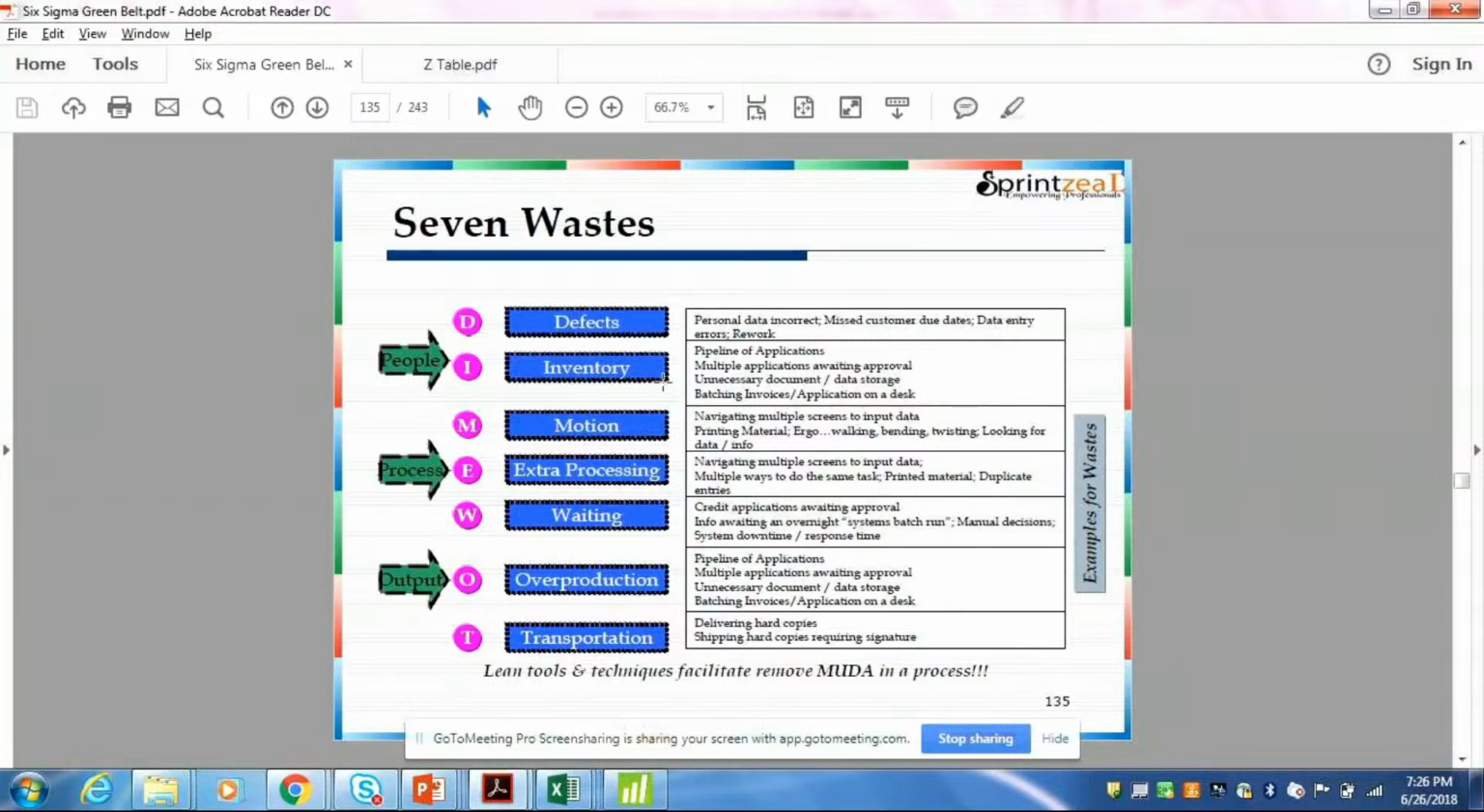Okay, then transportation. So there is a difference between motion and transportation. Motion is when you are moving to look out for things or for tools. Transportation is when the things move between one process and the other. So when you're trying to ship hard copies for signature, when you're trying to deliver the hard copies, those would constitute a transportation waste. So as for Lean, these are the 7 kinds of waste that we need to look out for. Nowadays there has been an addition to the 7 kinds of waste, and the 8th waste is not utilizing the skills of the employee.